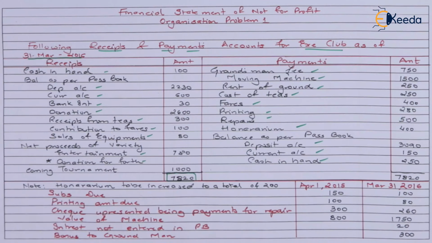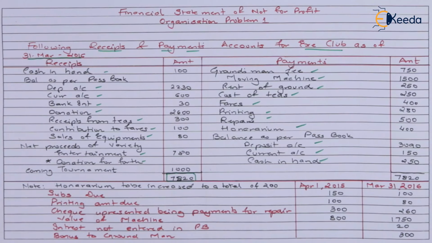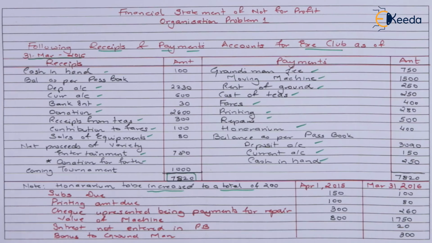Now there is certain additional information mentioned down there. The first information is that honorarium is supposed to be increased to a total of 200. That means the balance should increase here, so an additional amount has to be mentioned. Subscription due for April 2015 to March 2016 has been mentioned here. Outstanding amount due has also been mentioned, which refers to the printing amount for the 1st of April to 31st March 2016.